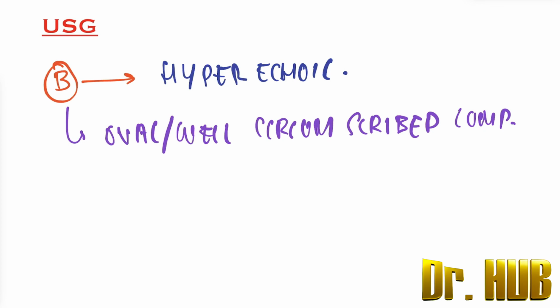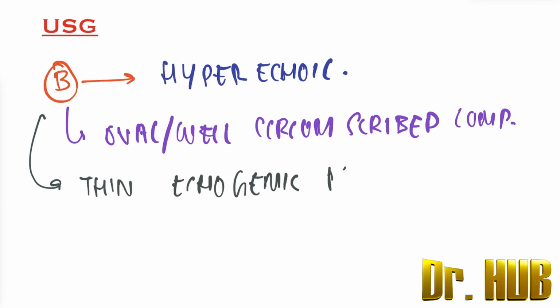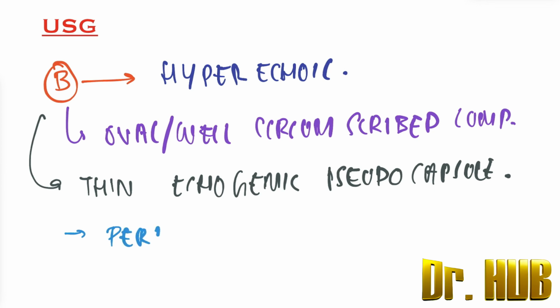There's a thin echogenic pseudocapsule, and there's a peripheral vascularity. So peripheral vascularity is present in the benign lump.